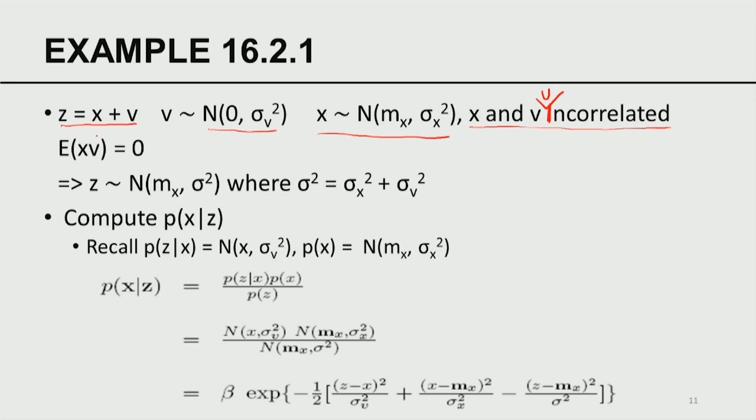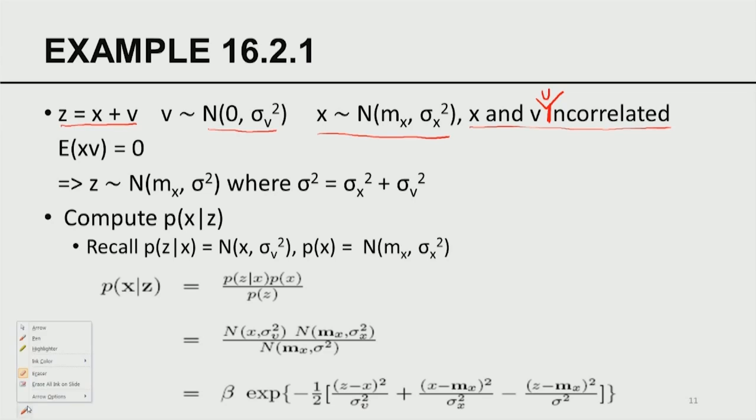X v transpose must be equal to 0. So that must be a v transpose. Yeah, because in this case, I don't have to worry about the transpose. Sorry, because I'm assuming x and v are essentially scalar variables. That's correct. X, v, the expectation of the product must be 0. That's correct.